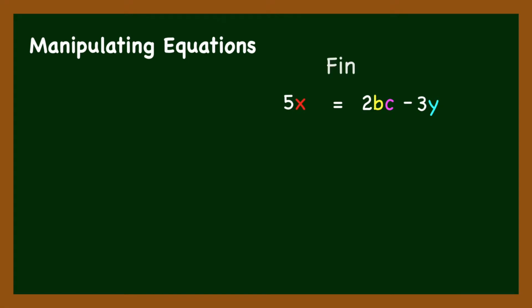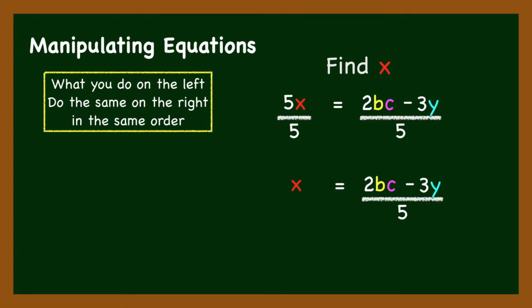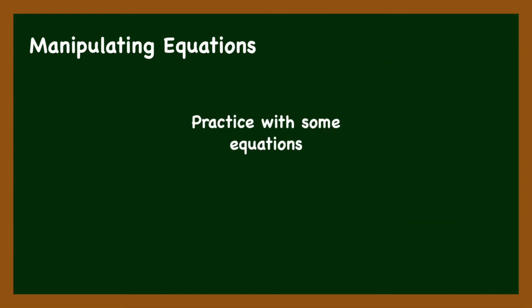Now let's finish this equation by finding x, which is the usual question anyway. So again, what you do on the left, do the same on the right in the same order. To isolate x, I just need to divide the left-hand side by 5, but since I did that for the left-hand side, I need to do that for the right-hand side as well. Now 5 over 5 is equal to 1. So effectively, that leaves me with x, and now my equation becomes x equals (2bc minus 3y) over 5. And that is my answer.